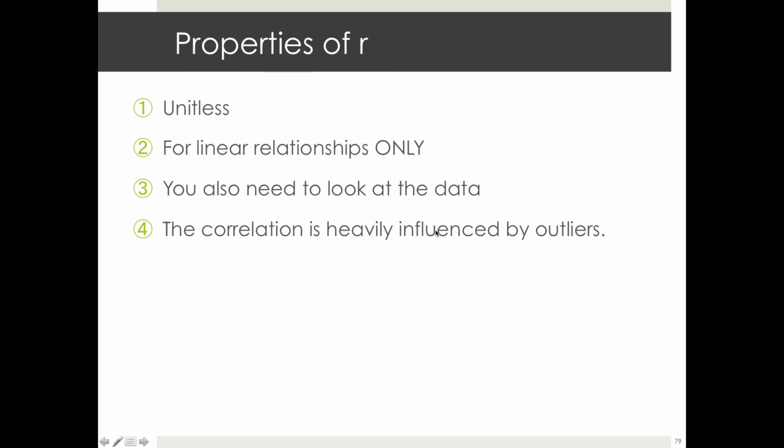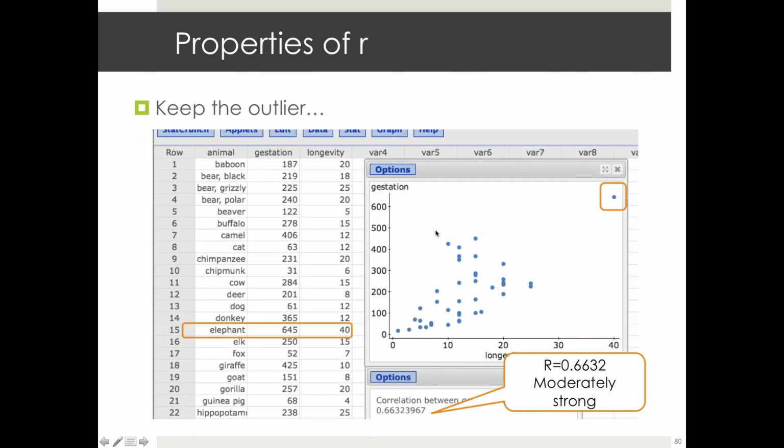In a previous video, we talked about how important it is to look at your scatter plot and see if you have any outliers that might be tainting your data, so to speak. Here's an example of a data set where we go ahead and we compute the correlation coefficient and we keep the outlier. So this is a data set that measures for different animals their gestation period and their longevity of life. And you can see here the data include what appears to be an outlier over here for elephants. Right? So elephants live for a very long period of time, and their gestation period is also very high.